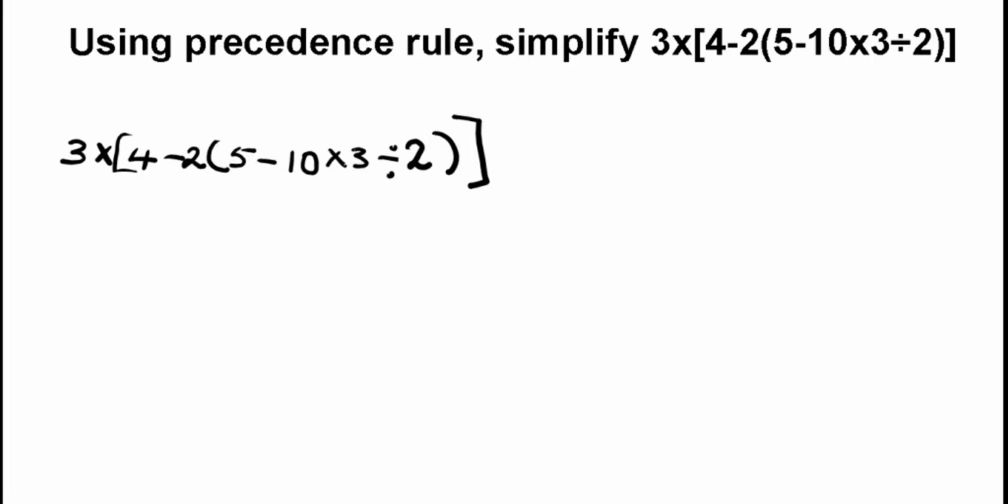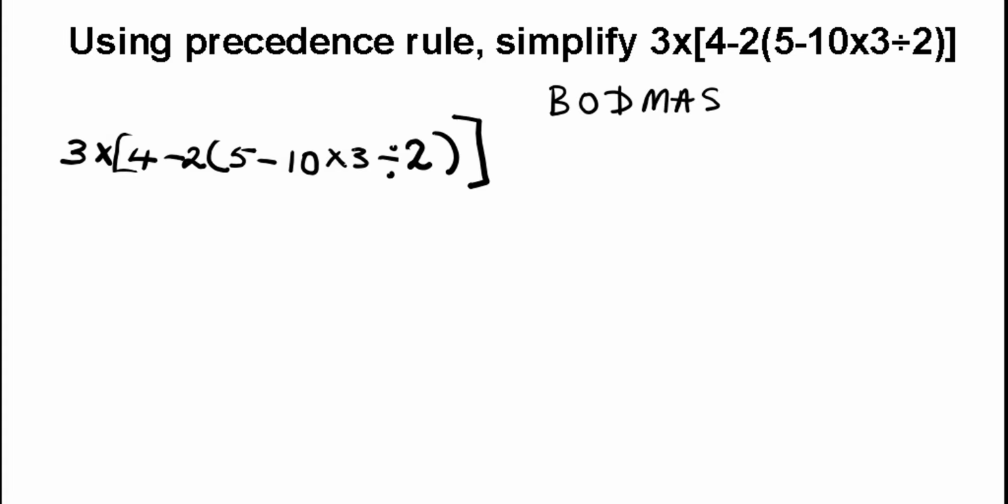The small bracket inside, we are going to work on it first. And working on it, you have to use this precedence rule. Recall a nomenclature called BODMAS. Where B stands for brackets, O stands for order, D stands for division, M stands for multiplication, A stands for addition, S stands for subtraction.